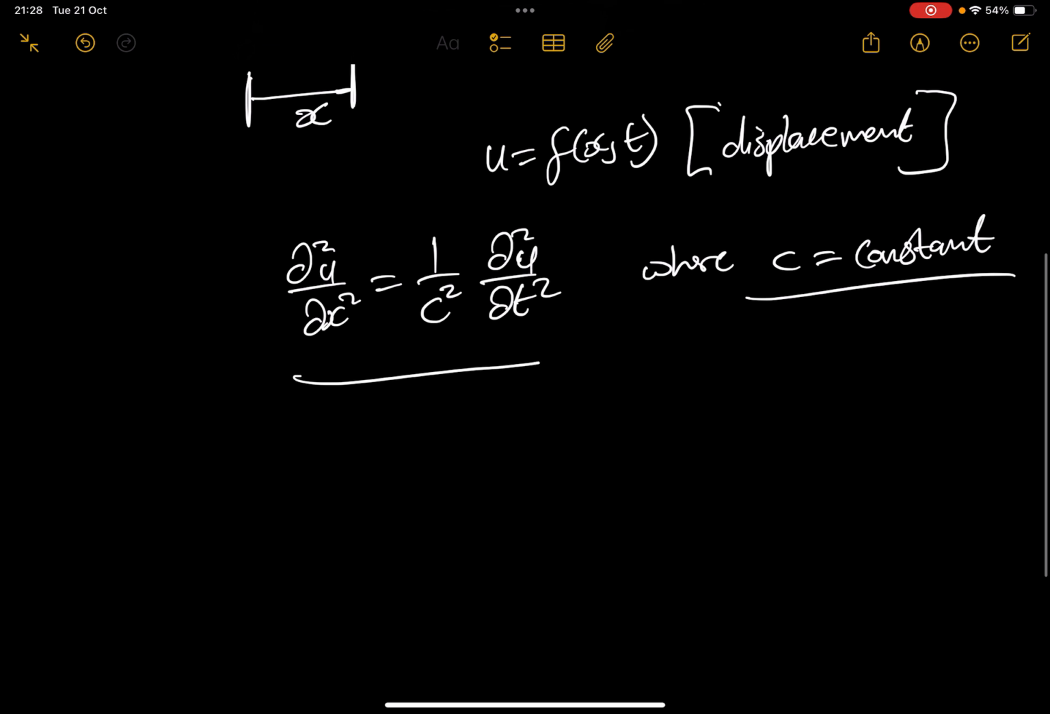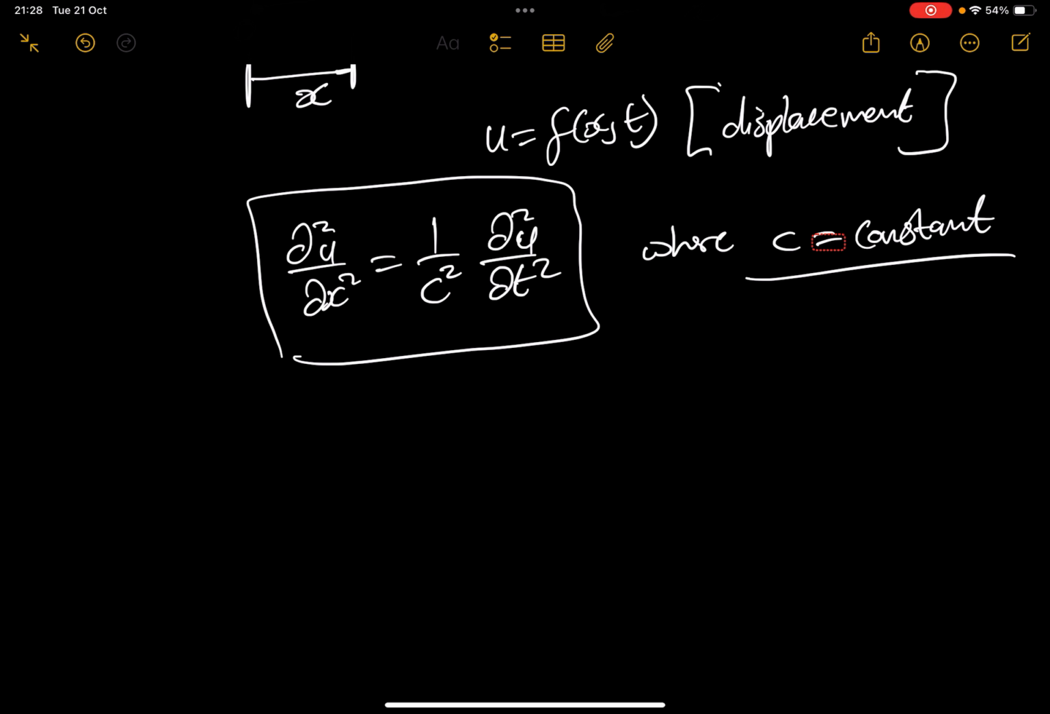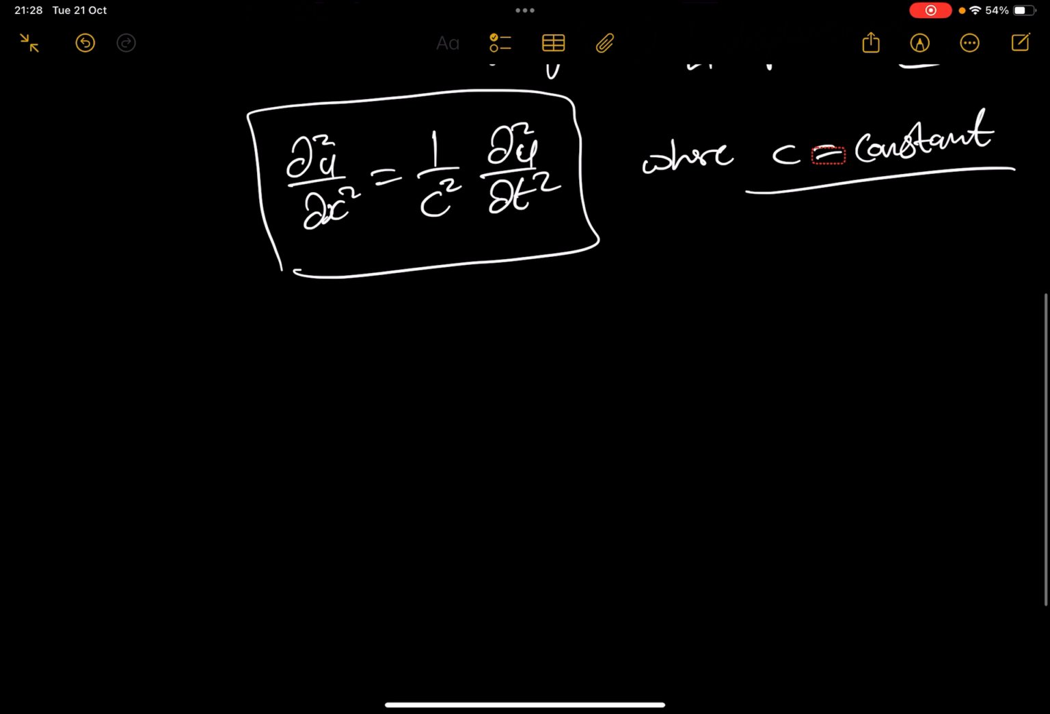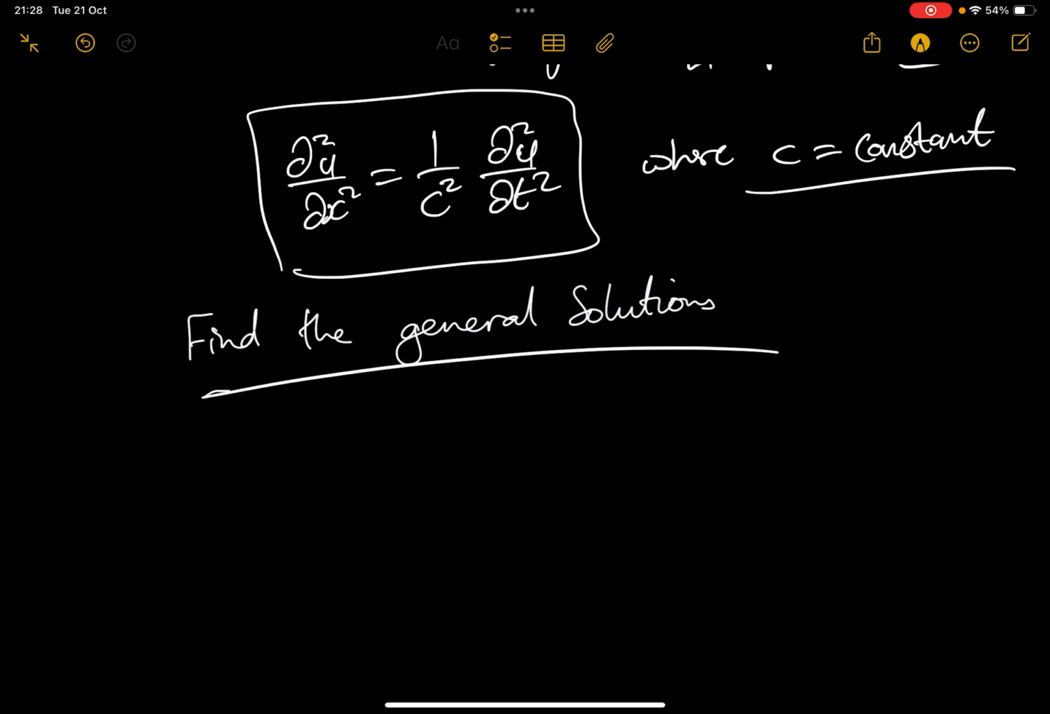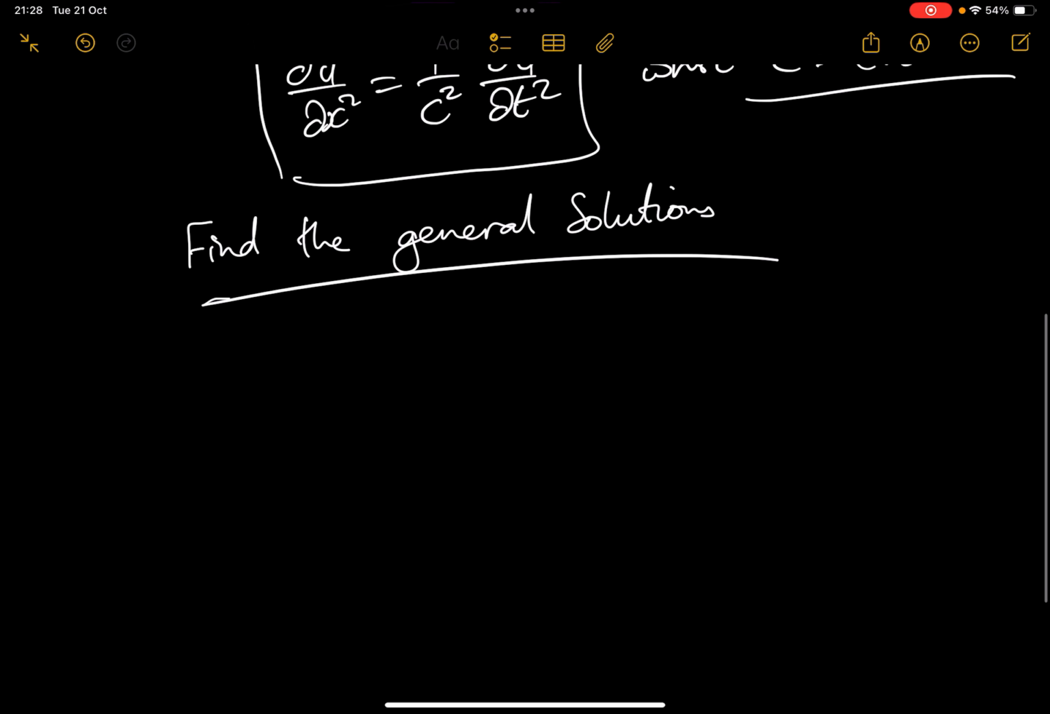So we are given this wave equation. Now we are tasked to find the general solution for this wave equation. So we need to simplify it and find the general solution. So what do we do here? First of all, we need to identify the boundary conditions.